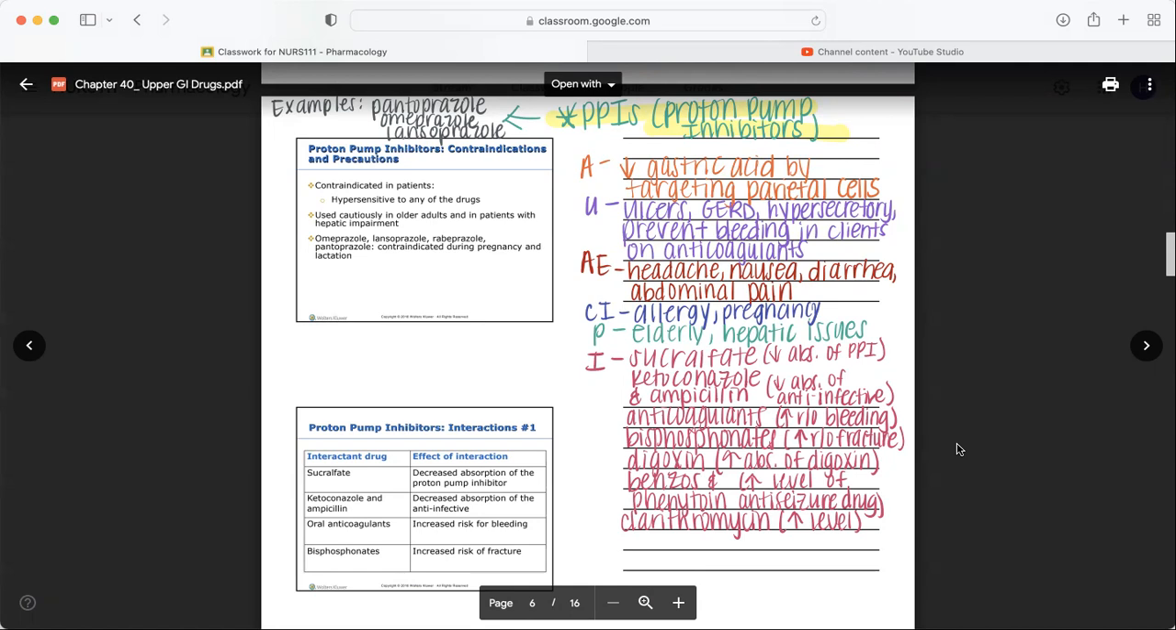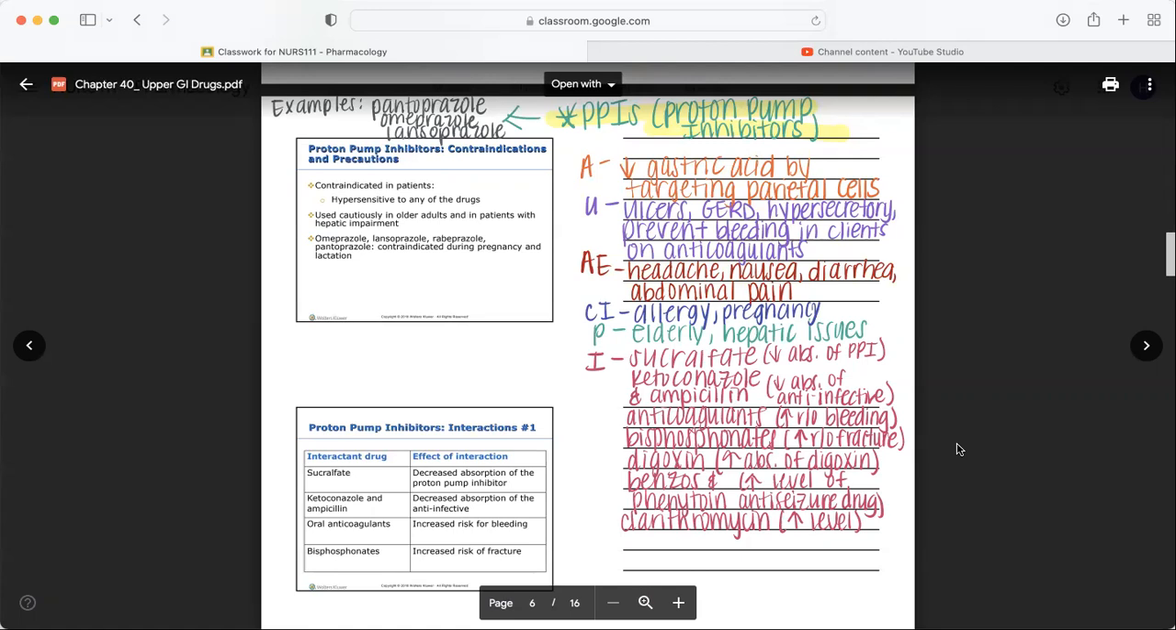So that's good. Adverse effects include headache, nausea, diarrhea, and abdominal pain. Don't want to use it if you're allergic or pregnant. PPIs are not for pregnant women. Also want to be careful in the elderly and those with hepatic issues. Mixing this with sucralfate is actually going to decrease the absorption of the PPI, so no good. Ketoconazole and ampicillin.